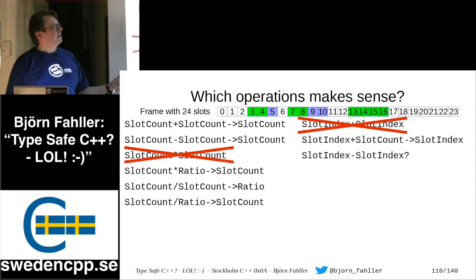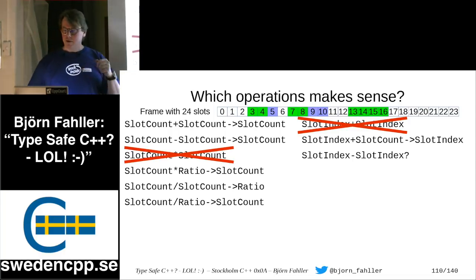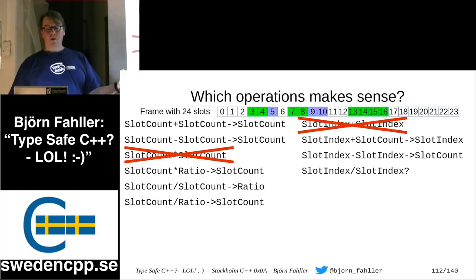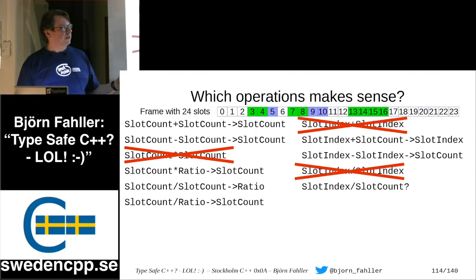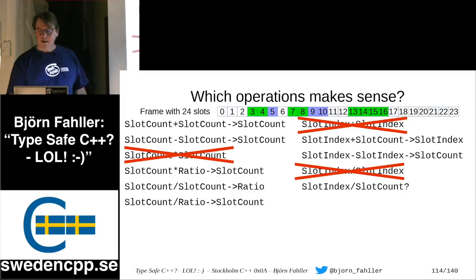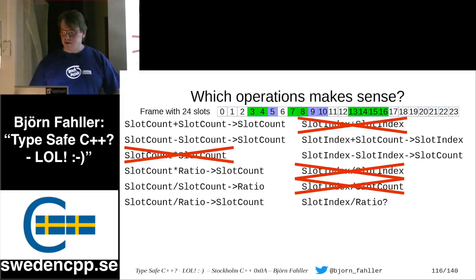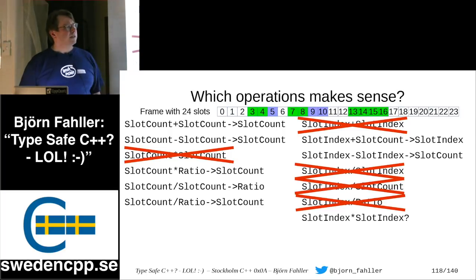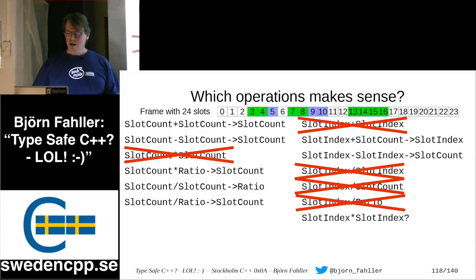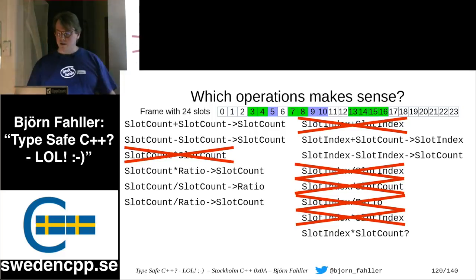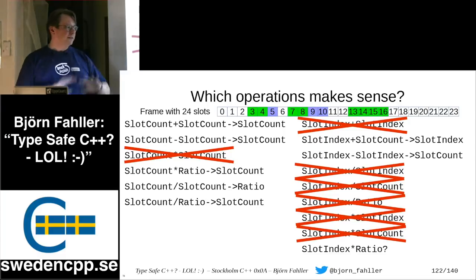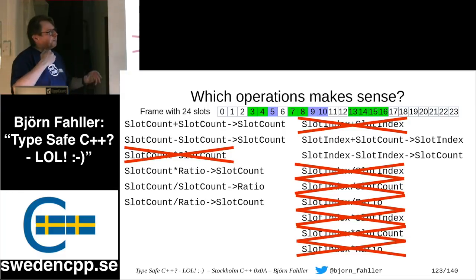Subtract slot indexes. Yes, of course it does. So we get a slot count. Divide slot indices. I have no idea what that would mean, so do just remove it. Divide a slot index with the slot count. I have no idea what that would mean either. Divide it with a ratio. No. Multiply slot index, slot index squared. No. Slot index times slot count. The horror. Or ratio. No, it doesn't matter. It doesn't make sense. So this is interesting.